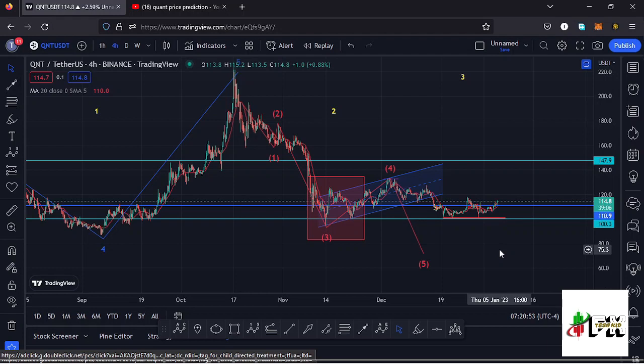Welcome back to TechKidFX for another Quant price prediction update, and in this video I'll be giving you reasons as to why I'm short and bullish here on the Quant chart. At the time of this recording, Quant has managed to break above a key area of resistance at around the $110.9 mark.